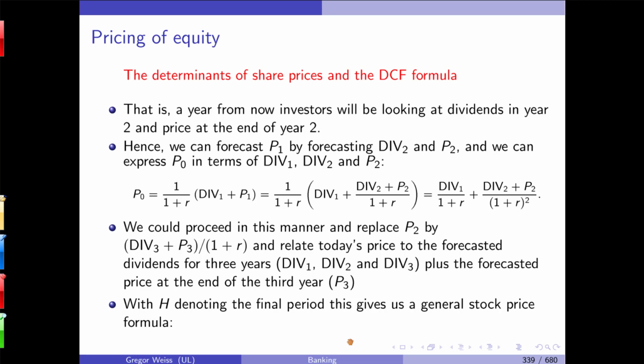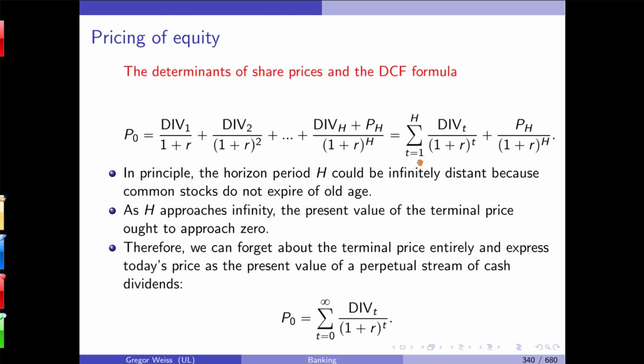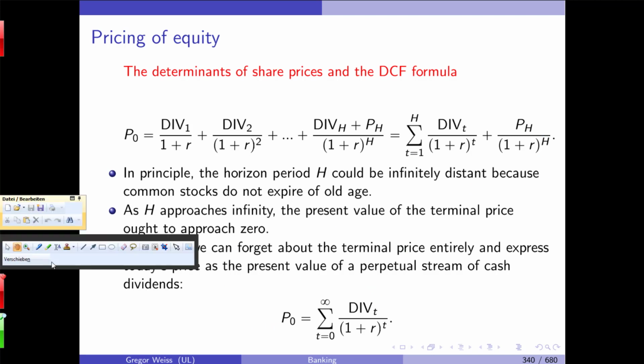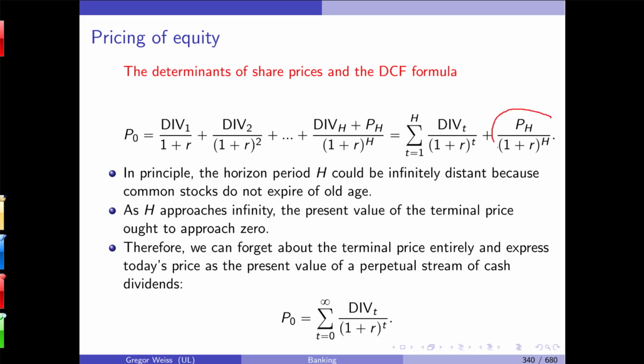And then it might look like this: dividend 1 plus dividend 2 plus the price, and so on. And you can see if you do this over and over again, in the end, it looks like this. The sum of all those dividends plus the price at the very end if you sell the stock. And if it's a long-term investment, it's a perpetual stream of cash flows. And this here, the limit of this is 0 for h to infinity. So simply neglect this and you arrive at this.